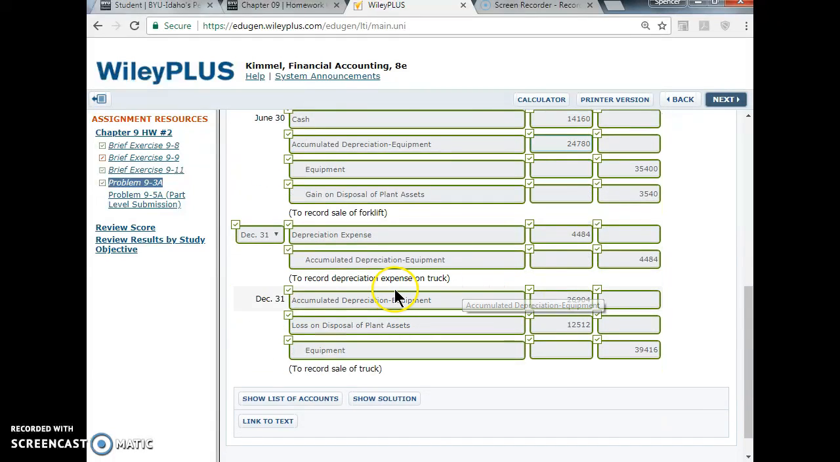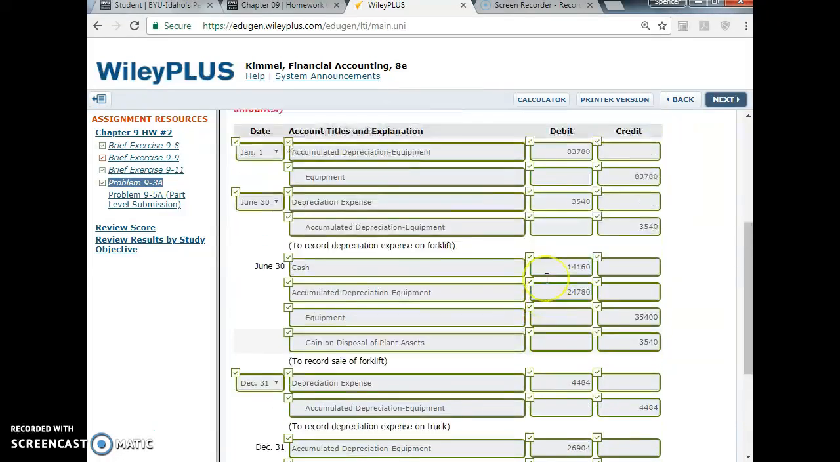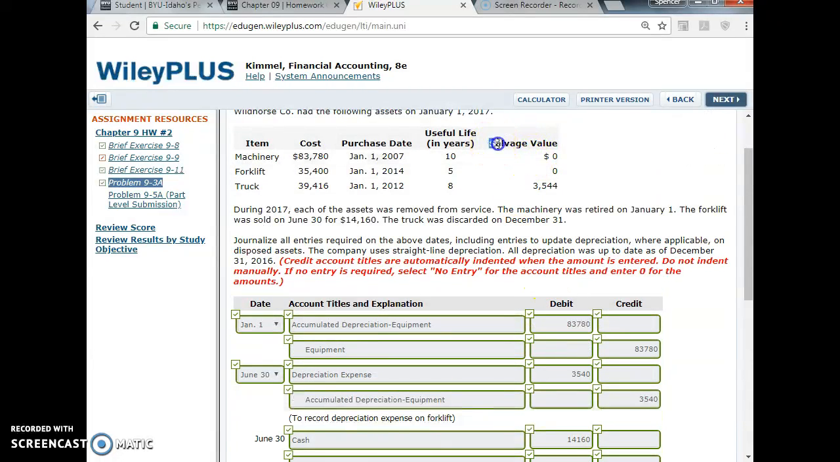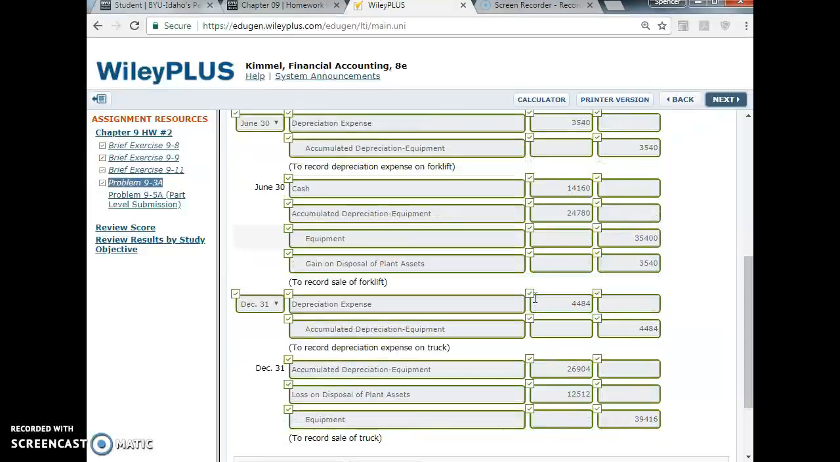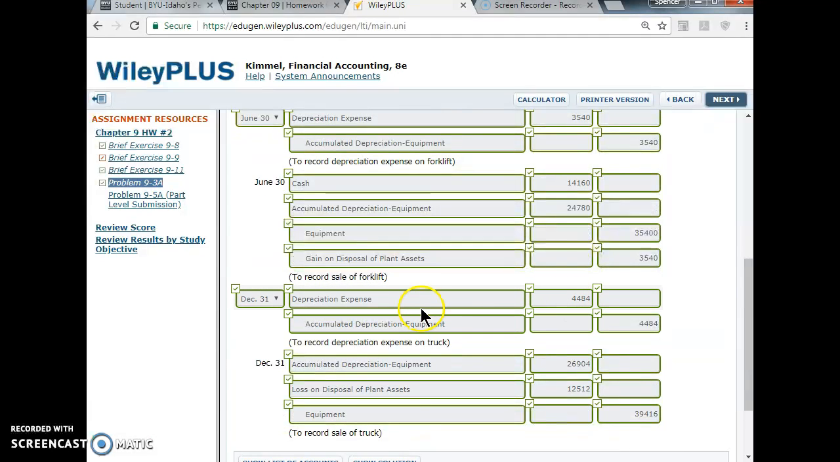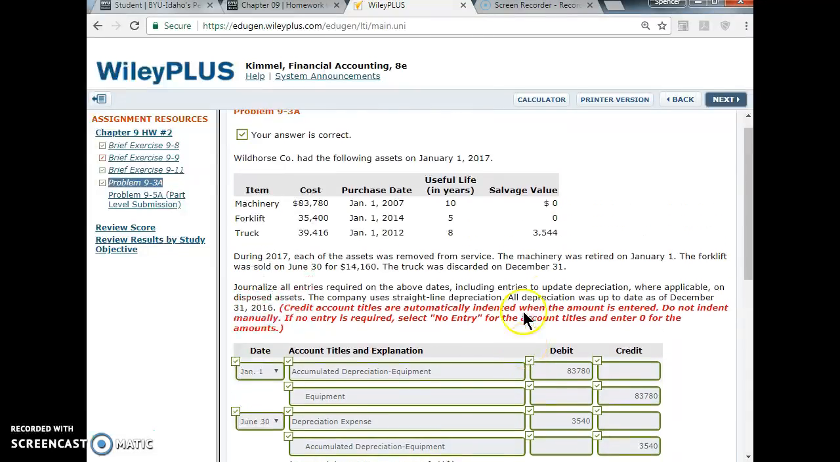The next thing we're going to move on to is the depreciation expense on the truck. This one is a little difficult at first just because it's got a salvage value up here, so you subtract the salvage value from the starting cost and then you calculate everything. So you take the starting cost, which is $39,416, and you subtract $3,544 from that, and that gives you $35,872. So that's what we'll use to calculate its yearly depreciation.